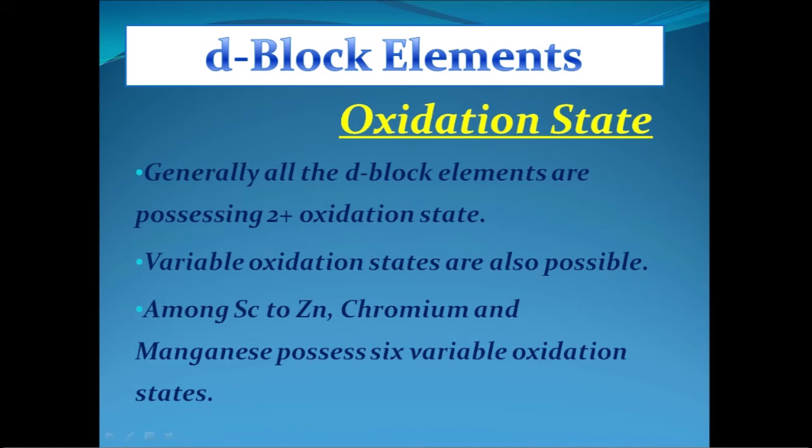Among scandium, titanium, vanadium, chromium, manganese, iron, cobalt, nickel, copper and zinc, manganese and chromium possess a maximum of 6 variable oxidation states. For chromium there are chromium 1+, 2+, 3+, 4+, 5+ and 6+. Manganese also possesses 6 variable oxidation states, but starting from manganese 2+ and going up to manganese 7+: 2+, 3+, 4+, 5+, 6+ and 7+.